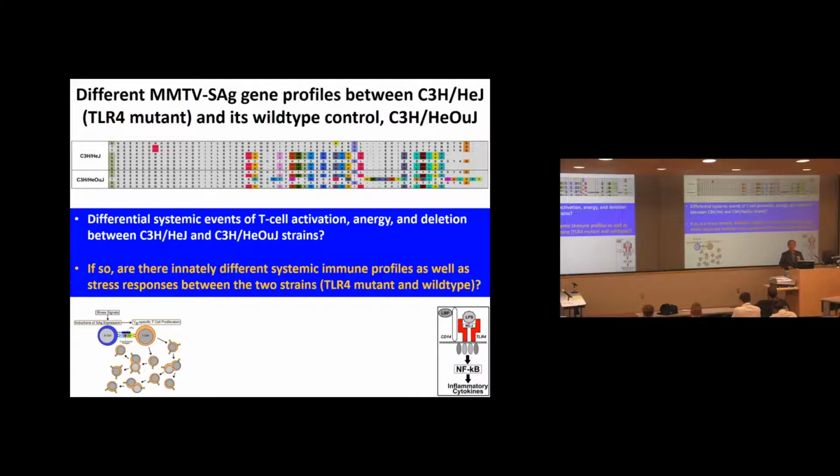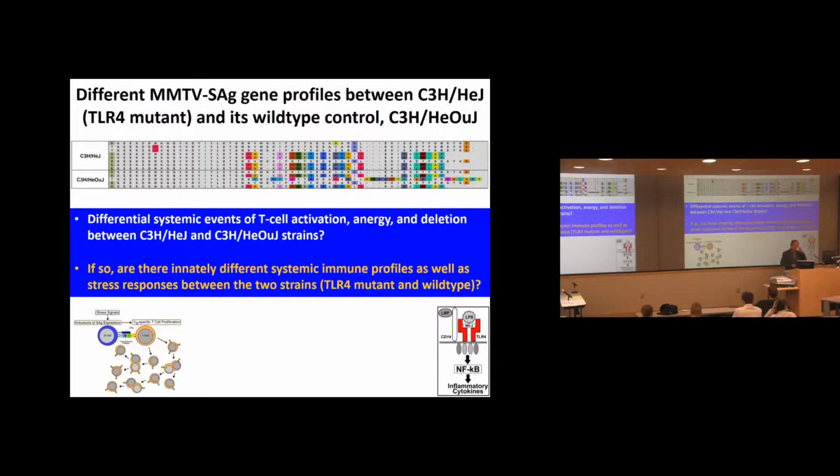different immune backgrounds. Then now we can ask, are there differential systemic events of T cell activation, anergy, and deletion between C3H/HEJ and C3H/HEOUJ strains? That's very possible. If so, are there innately different systemic immune profiles as well as stress responses? In this case, LPS response between the two strains.